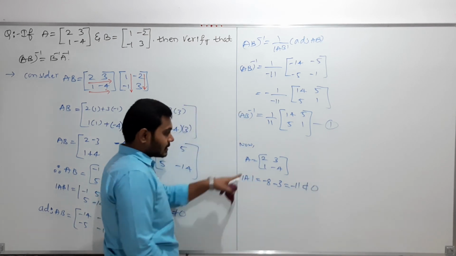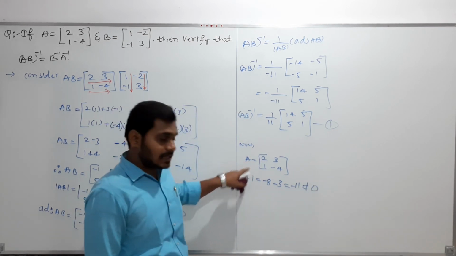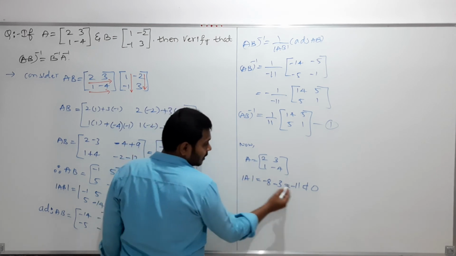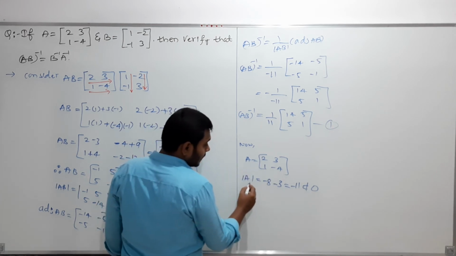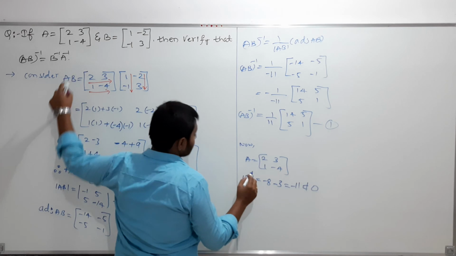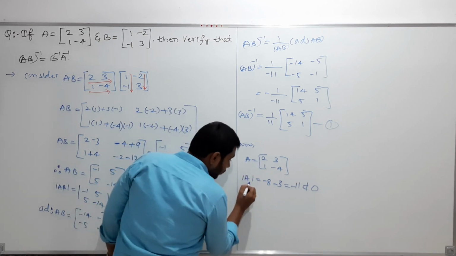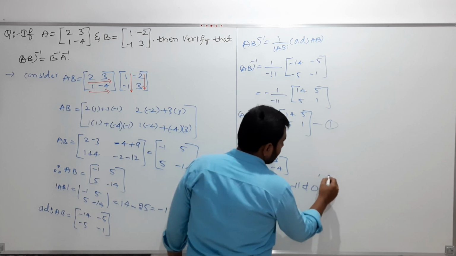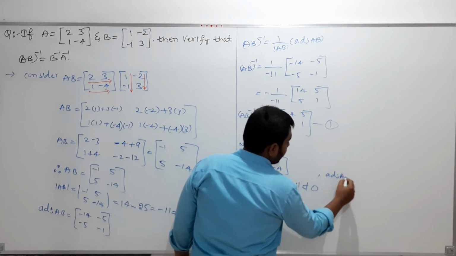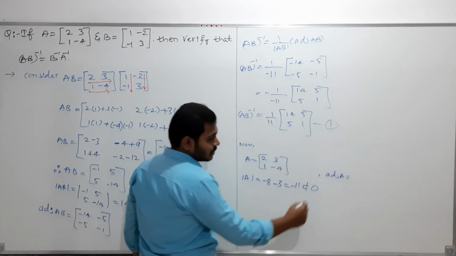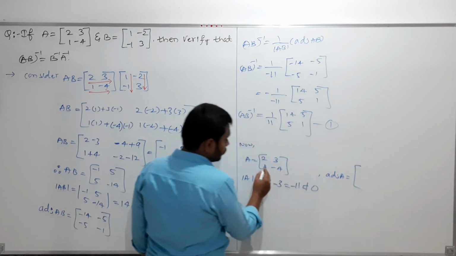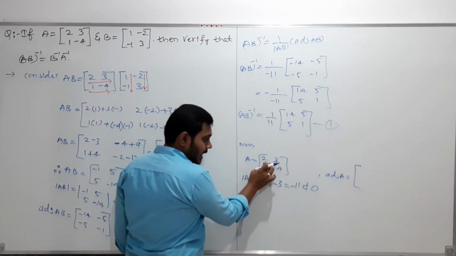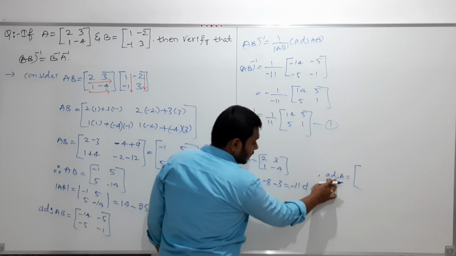So it means A inverse exists, because this determinant of A is not equal to 0. Now to calculate A inverse, what should I require? Determinant of A I require, as well as adjoint of A. So I will calculate adjoint of A. How to calculate the adjoint of A? If this is the matrix A, to calculate adjoint of A, what should I do?